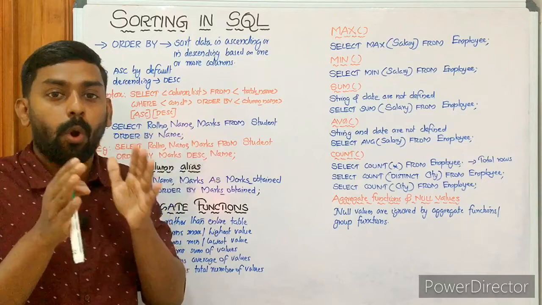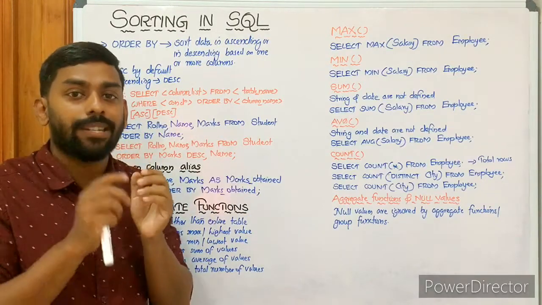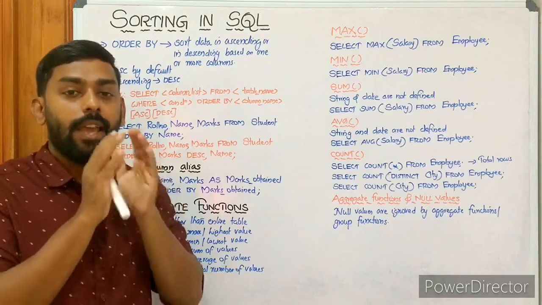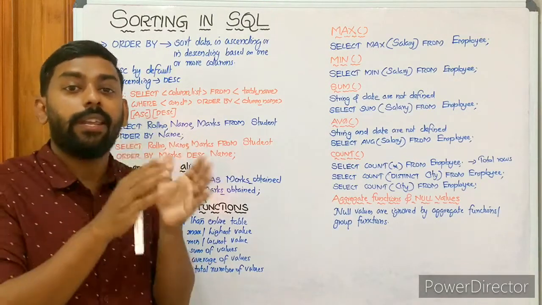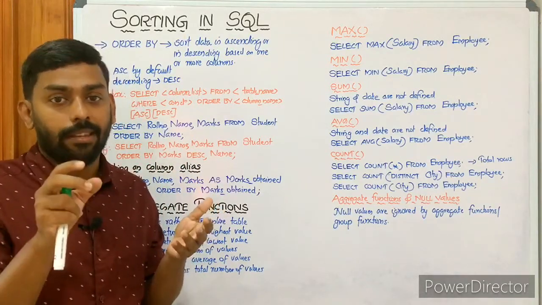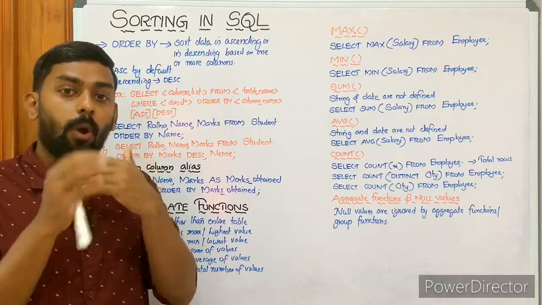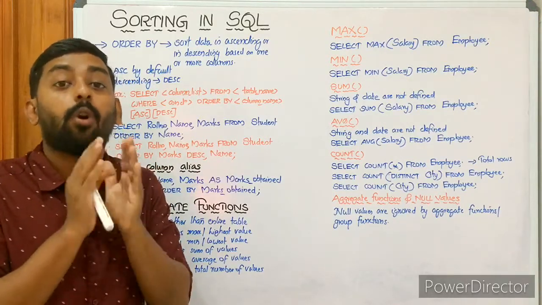So there are two orders, ascending order and descending order, and we are using two keywords, ASC and DESC. ASC stands for ascending order and DESC stands for descending order. You know, the default sorting order is ASC, and we are making use of the ORDER BY clause.